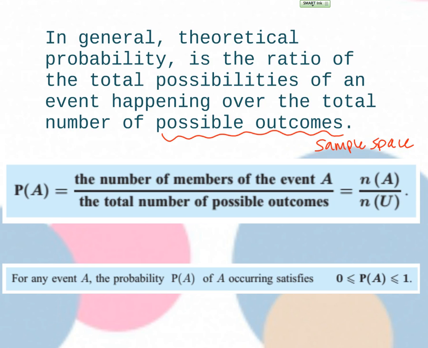So when we have this ratio written out mathematically, remember this capital P is probability. In this case, A is just representing an event. It's like a variable, so we don't know what the event is, but A just represents an event. So the number of members of the event A, like the number of times that thing could happen, over the total number of possible outcomes, or the total amount of options over your sample space. Remember that capital U stood for that universal set U. So here we have the number of times that event could happen over the number of possible events that could happen.